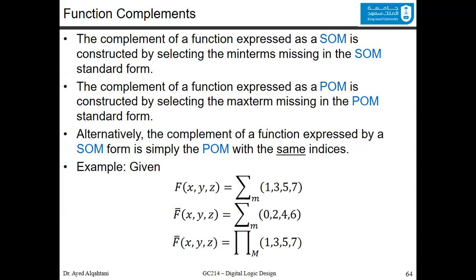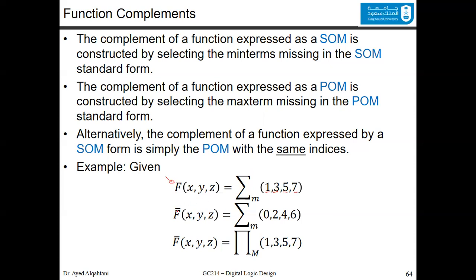Alternatively, the complement of a function expressed as SOM is going to be simply the POM with the same indexes. As an example, let's see this. If we consider this F, 3 variables, X, Y, and Z, and you have those minterms. So this is a sum of minterms.